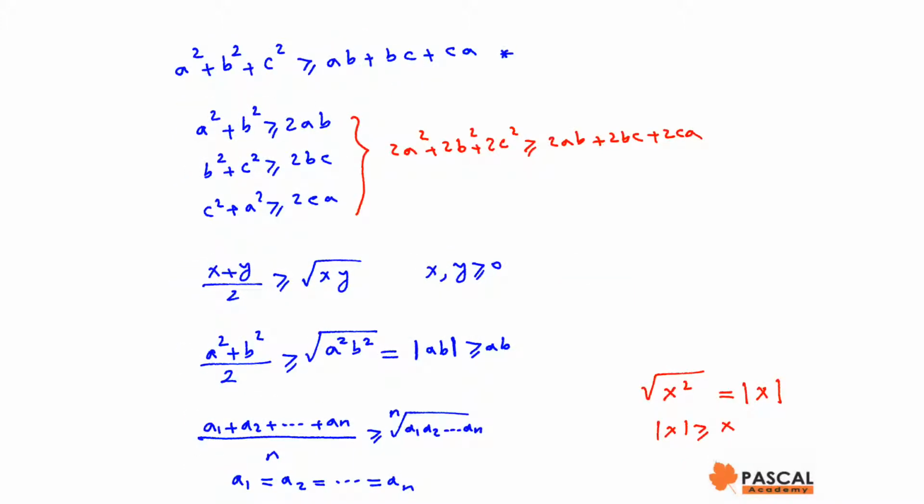Let's have our first example using arithmetic geometric mean. For any three real numbers a, b, and c, a2 plus b2 plus c2 is always greater or equal than ab plus bc plus ca. We know for any two non-negative real numbers x and y, x plus y divided by 2 is greater or equal than square root of xy. a2 and b2 for any real numbers a and b are always greater or equal than 0. Therefore, a2 plus b2 divided by 2 is greater or equal than square root of a2 b2, which is the absolute value of ab.